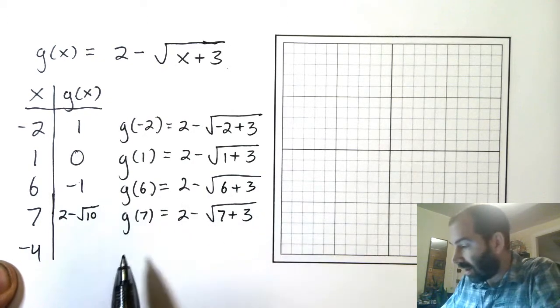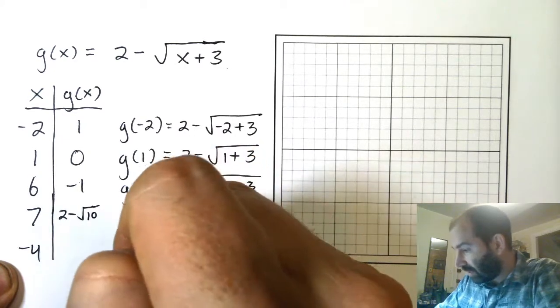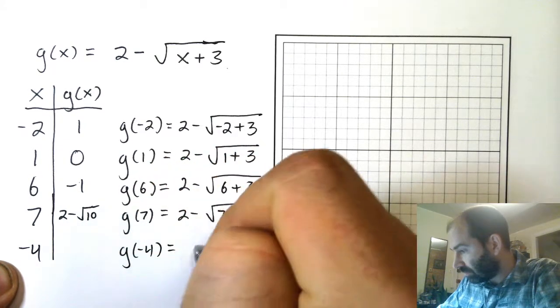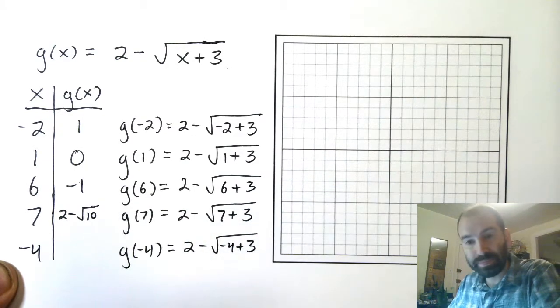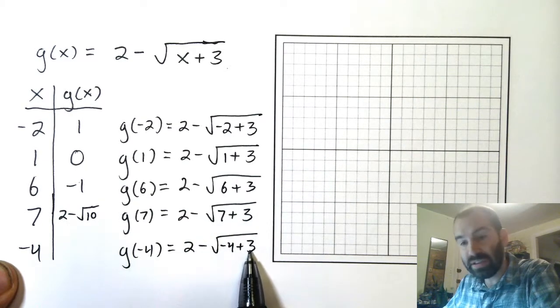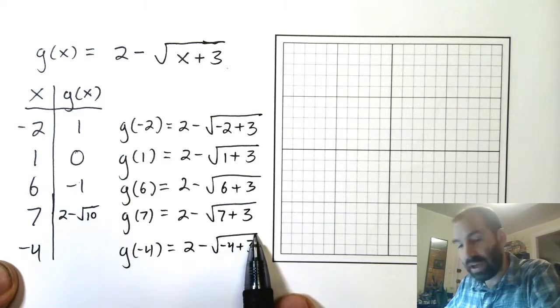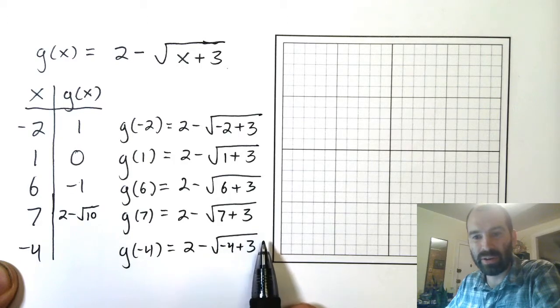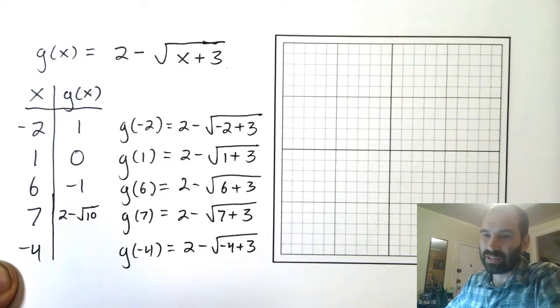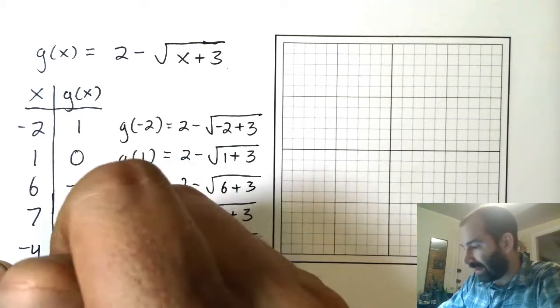Okay, let's go to the next one, g of negative 4. 2 minus the square root of negative 4 plus 3. Okay, negative 4 plus 3 is negative 1. Square root of negative 1 is, what's the square root of negative 1? When you take the square root of a negative, it's not a real number, right? So not a real number here, we're not getting an answer.